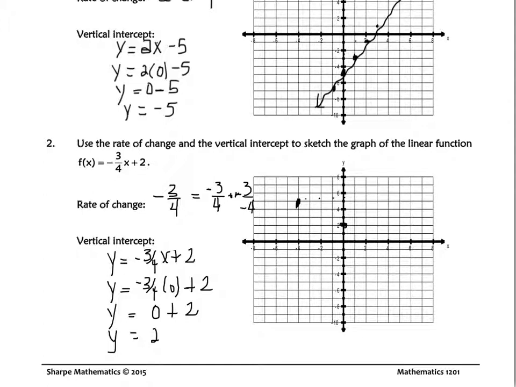If we'd started at our y-intercept and gone down 3, that's a negative 3, 1, 2, 3, we would have to match it with a positive direction to the right of 1, 2, 3, 4 to show the horizontal change. And then we just connect those points. My lines aren't getting any straighter, are they?